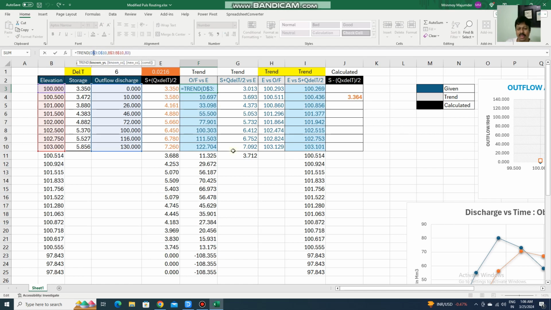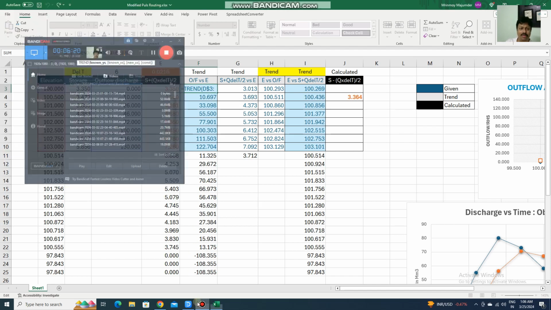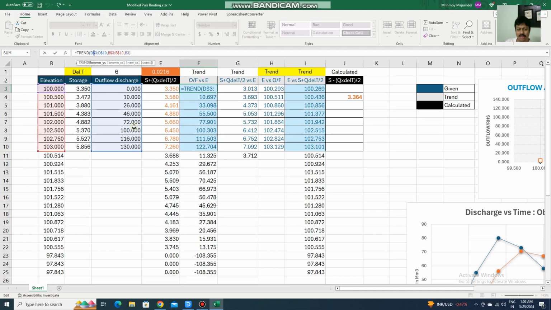If I pull again another row, D4 will change to D5, D11 will be changed to D12. But if you give this dollar sign, then this change will not happen. Otherwise it is automatic and it will create problem.